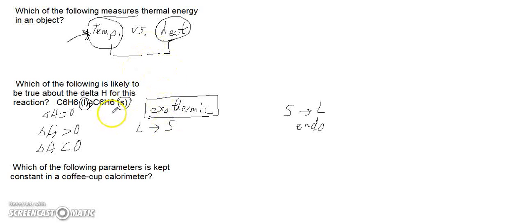Now, it's not asking for that, though. It's asking for what's the delta H, and so we need to remember exothermic has a delta H less than 0. It's negative. Negative delta H. And so it would be this one right here, right? Because we know it's exothermic, and the delta H, the change in enthalpy of an exothermic reaction, is negative. And that's what this one down here means, delta H is less than 0, so it's negative, so it's exothermic.